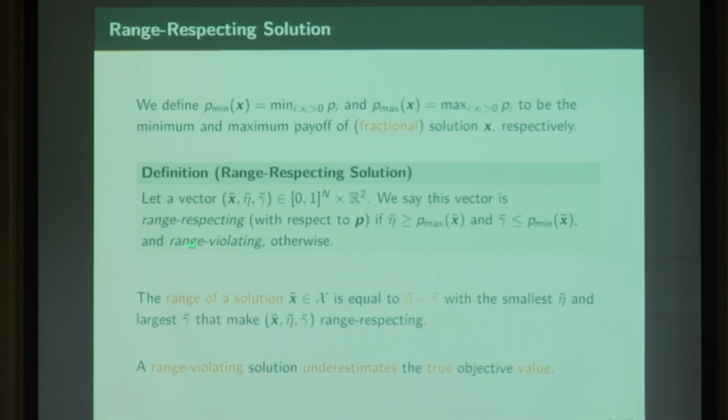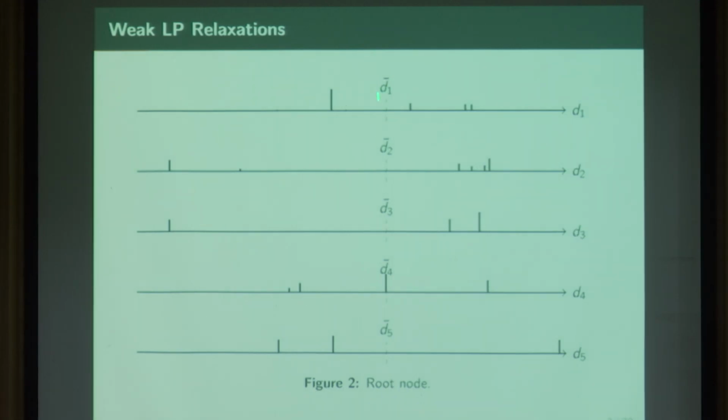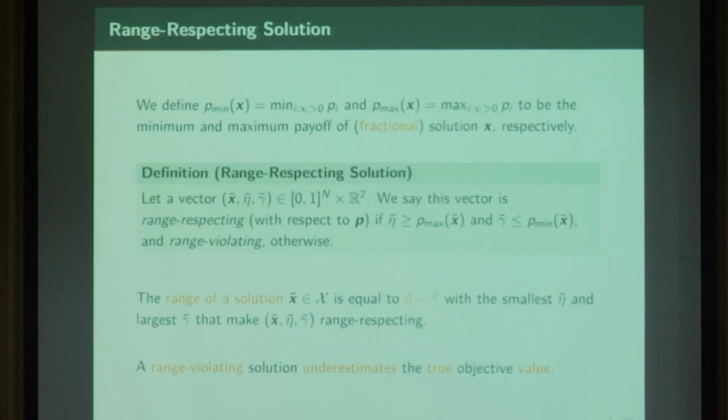Otherwise, this solution is range violating, and what I will try to convince you of is, it's not very difficult, because this one is clearly telling you that this is range violating, right, immediately. It's a terrible LP relaxation. So there are a bunch of range violating solutions, and our idea is first, let's try to deal with those range violating solutions. So the range is eta bar and gamma bar? Yes.